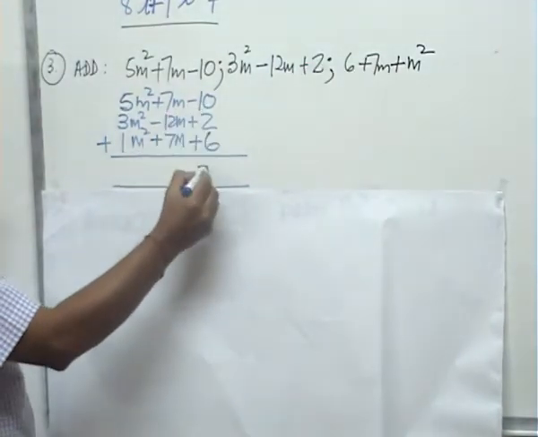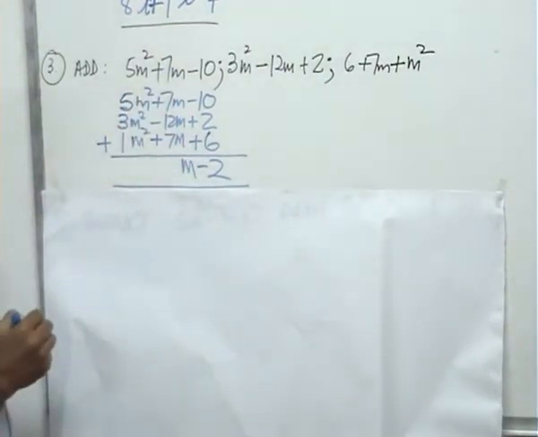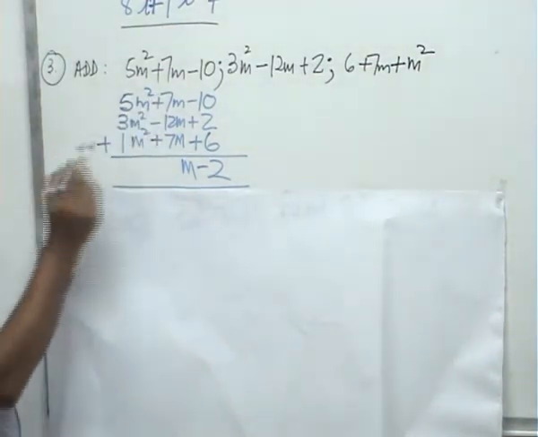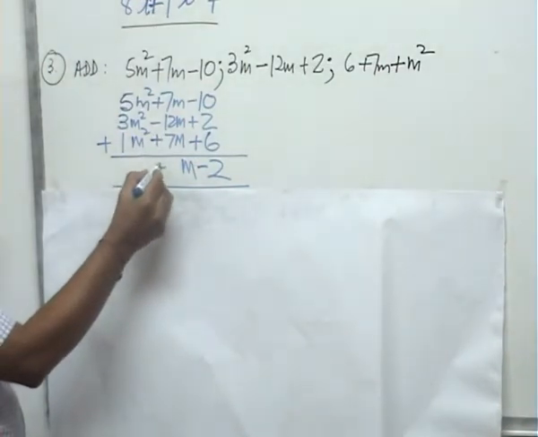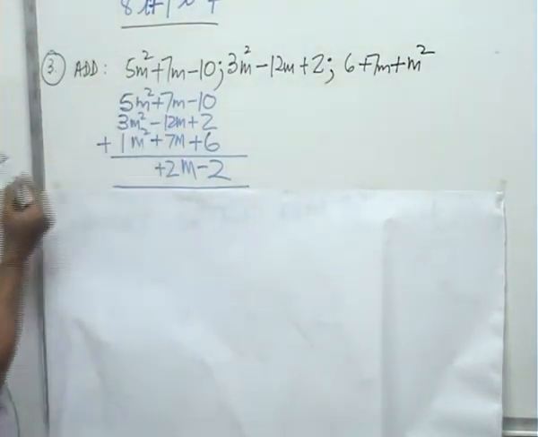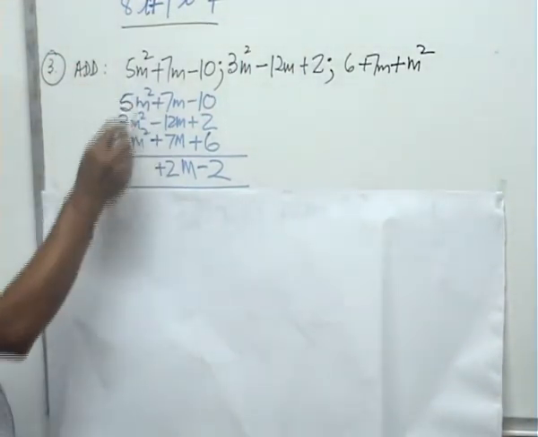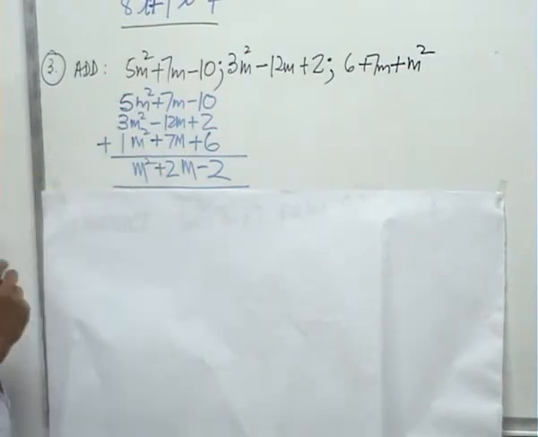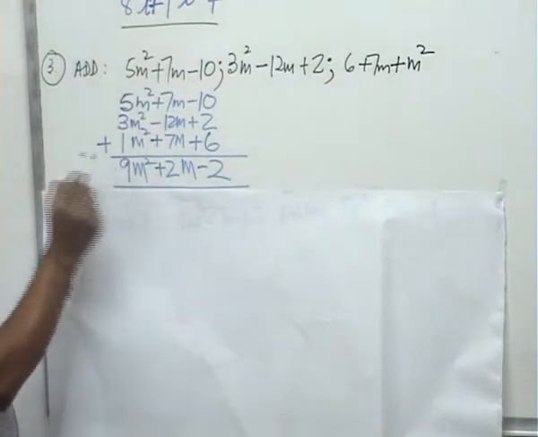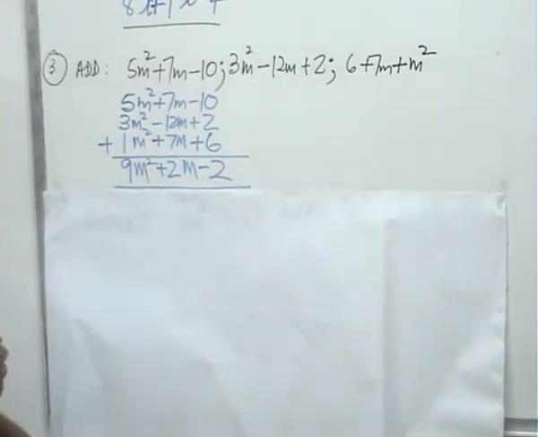6 and 2, 8. 8 minus 10 will give you minus 2. This column is for m. Write down the m. 7 minus 12 will give you minus 5. Minus 5 plus 7 will give you plus 2. Or if you want to go from bottom up, it will be the same thing. 7 and minus 12 will give you minus 5. Minus 5 plus 7 will give you plus 2. This column is for m squared. There's your m squared. 5 plus 3 is 8. 8 plus 1 is 9. So that's your final answer for number 3. 9m squared plus 2m minus 2.